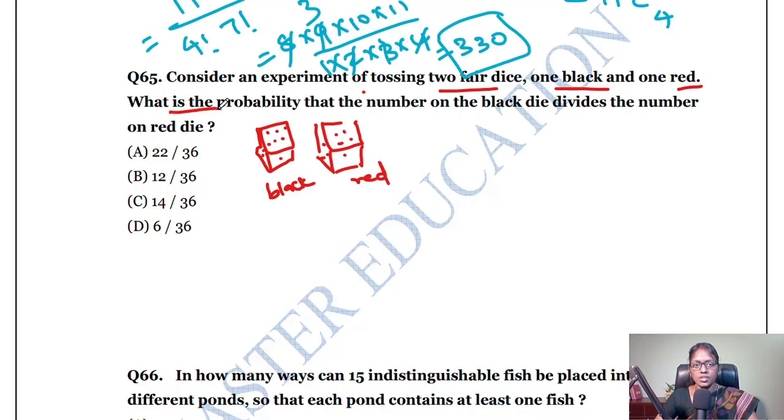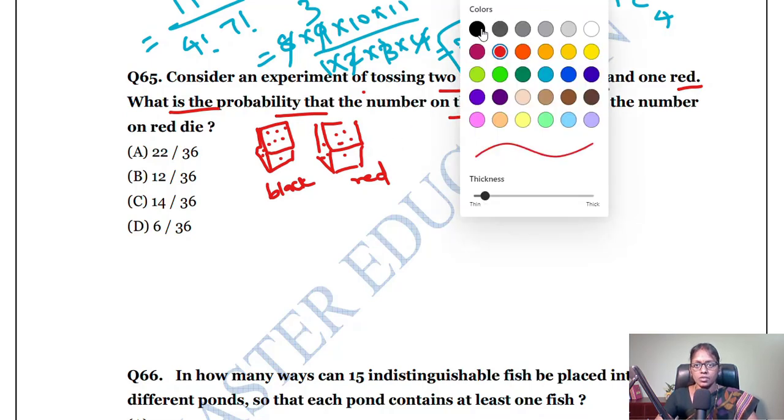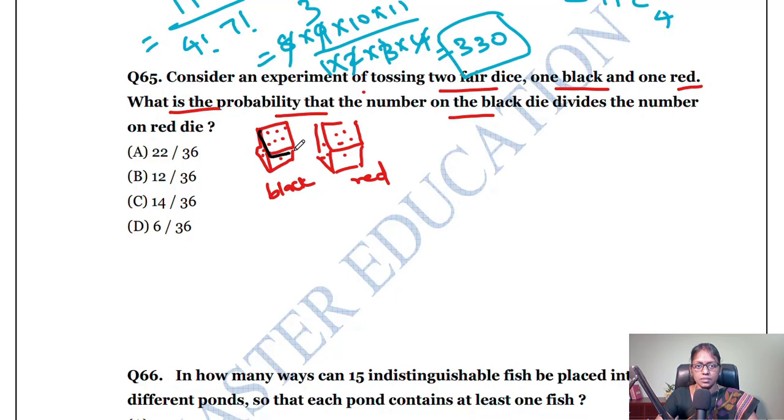What is the probability that the number on the black die divides the number on the red die? You can also draw it in black. So the number on the black die should divide the number on the red die. Consider 1 will divide 1, 1 will divide 2. Write down what the possibilities are.